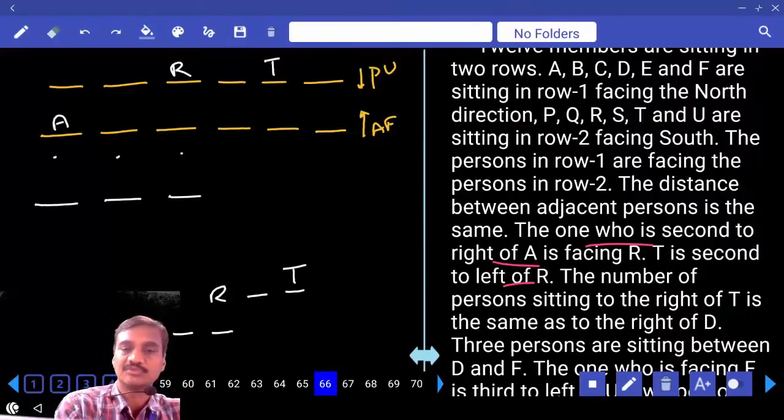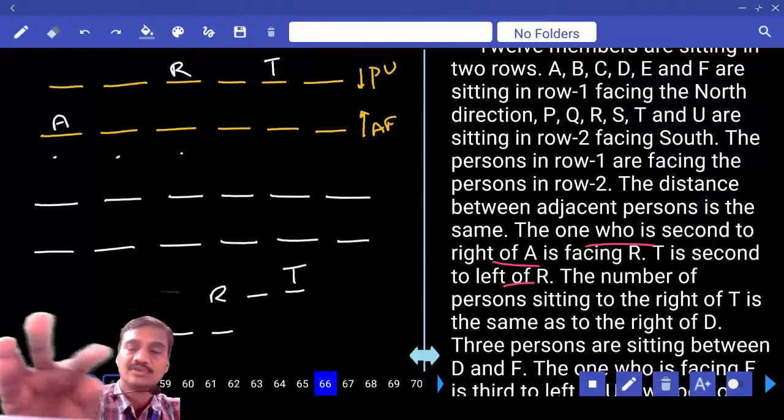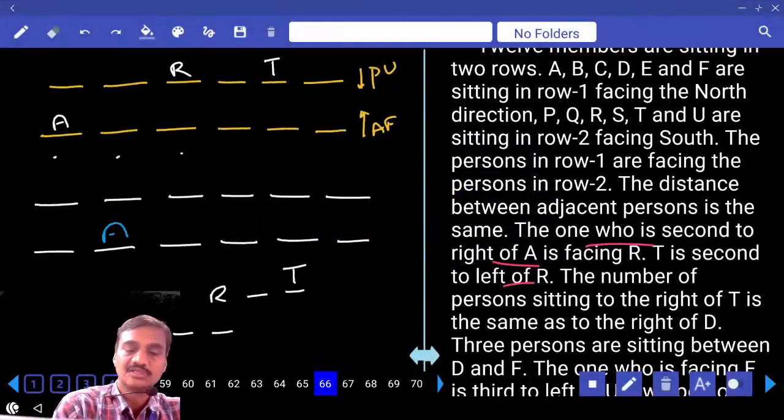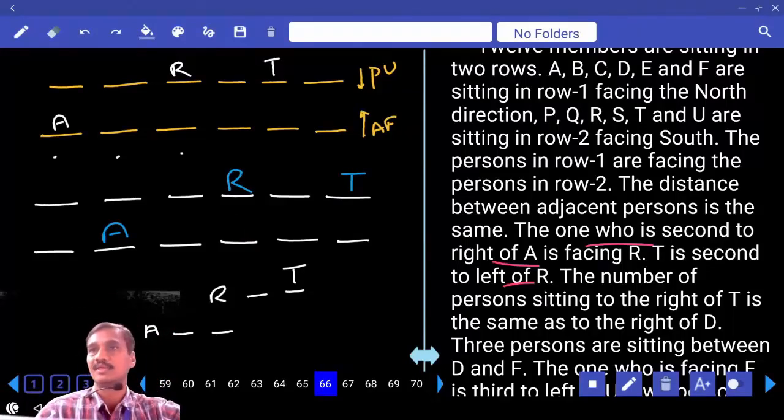Then what is the second possibility? We have 4, 5, 6, and here again there are 6 persons. If A is at this place, second to the right of A is R, and the person second to the right of A is facing R, and T is seated second to the left of R. Clear? Hence we have 2 different possibilities.